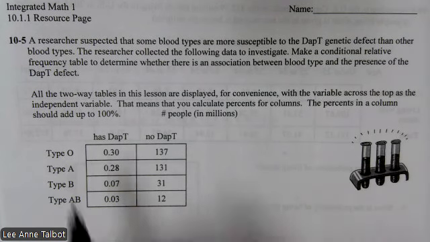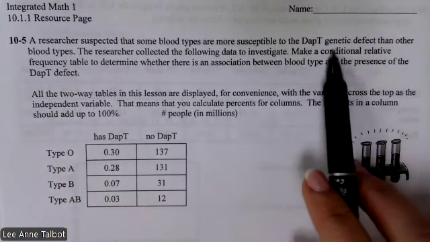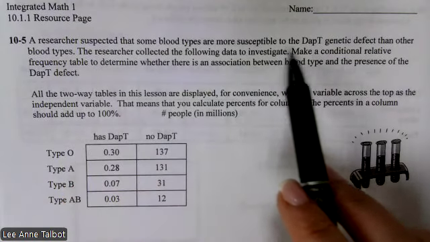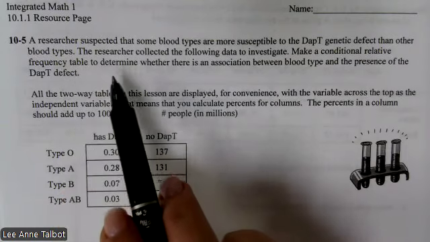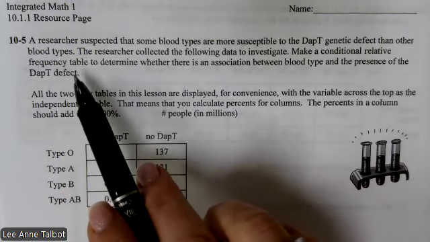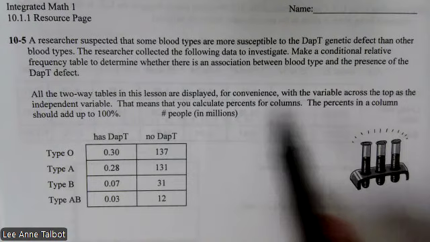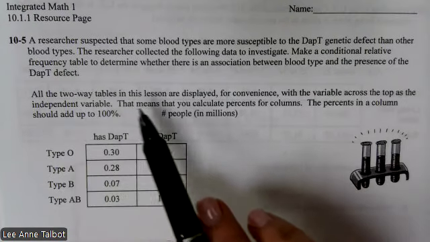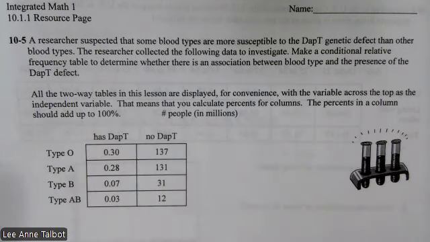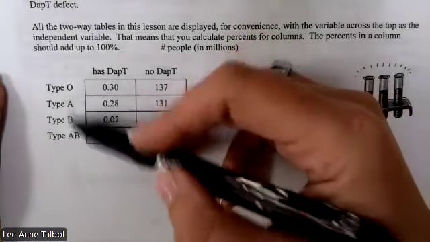Okay. A researcher suspected that some blood types are more susceptible to the DAPT genetic defect than other blood types. The researchers collected the following data to investigate. Make a conditional relative frequency table to determine whether there is an association between blood type and the presence of the DAPT defect. All the two-way tables in this lesson are displayed for convenience with the variable across the top as the independent variable. That means you calculate percents for columns. The percents in the column should add up to 100%. Okay. Now, first thing I want to talk about is, do you guys know about the 4 blood types?